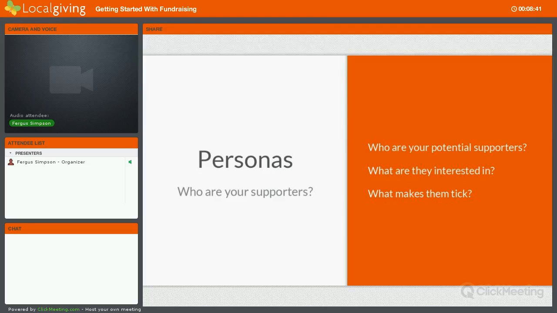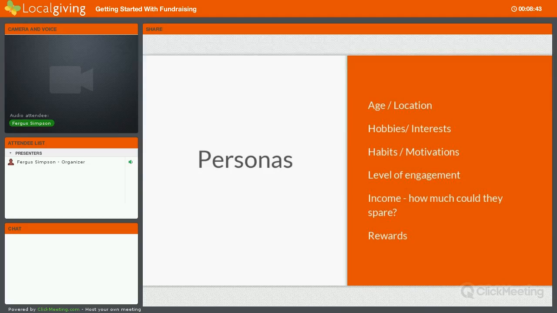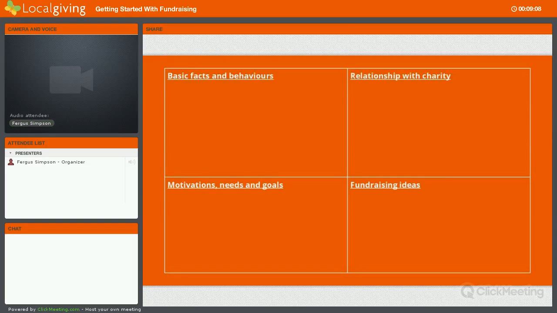So think about what they're interested in and what makes them tick. So what is their age and their location, their hobbies and their interests, their habits or their motivations, their level of engagement with your charity. Think about the income of your supporters, how much can they spare, and what rewards can you give them. This doesn't have to be physical rewards, it could just be more information about your organization, it could be a newsletter. So just think about what things you feel your donors might want to get in return for their donation.